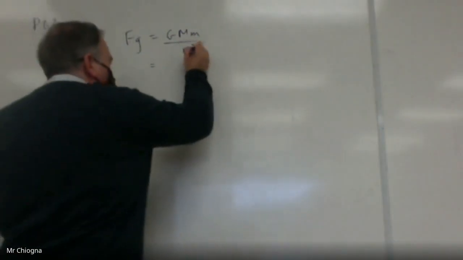And where are we calculating it? We're calculating it at the surface. So we're told the radius is 6.38 million. You want to put RE here. RE represents the radius of the Earth. The distance to the surface is the same as the radius of the Earth.